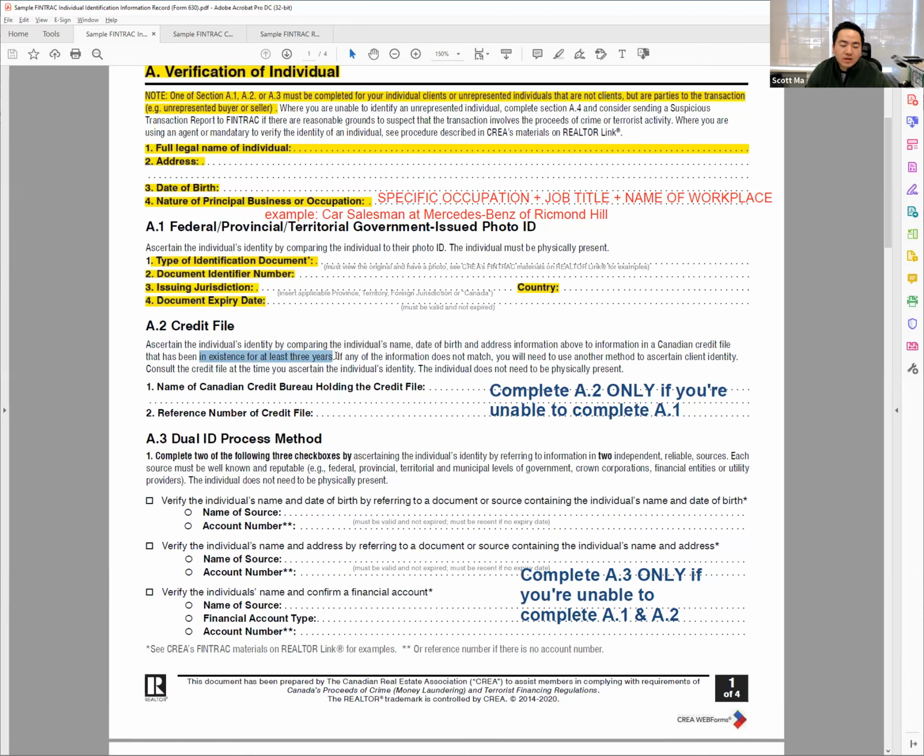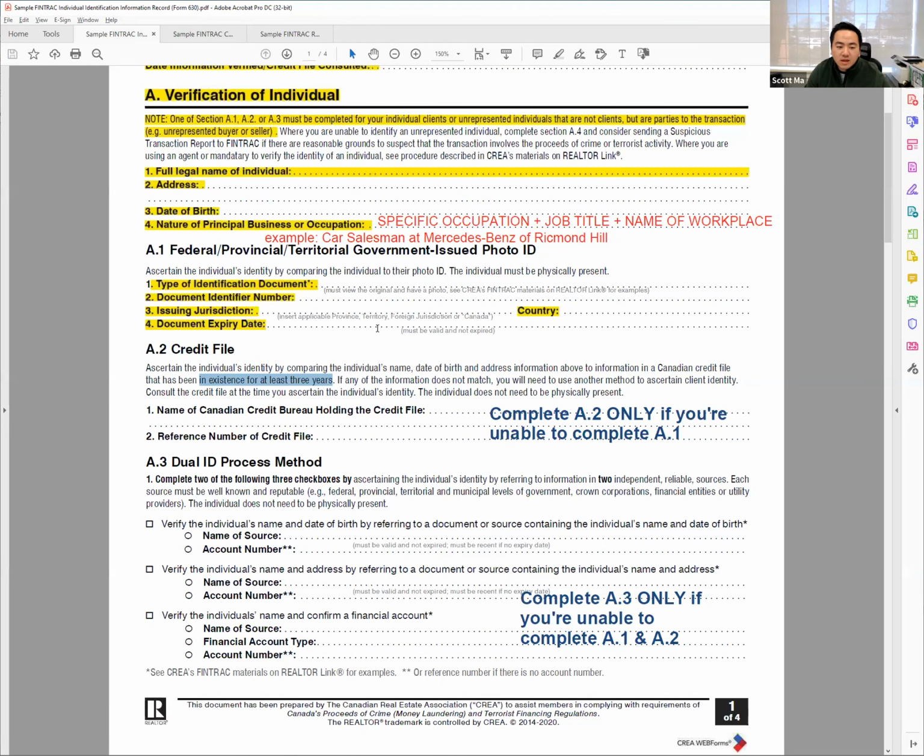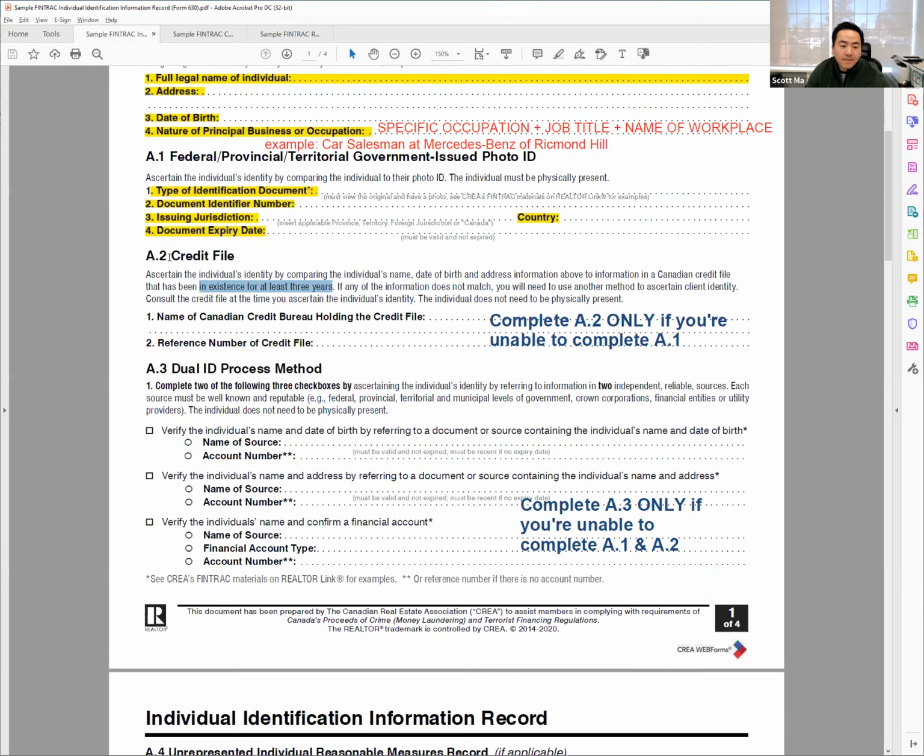If you have a client who is maybe a newcomer to Canada, and I think for any client, the best verification method is the first one: getting a valid government issued photo ID. Even if all they have is a passport from another country, you can put that here, because it's a government issued ID. They let you put the country name in here. If they're a newcomer, they probably have a passport, so you should be putting the passport info here. If not, then you can fill out A2.